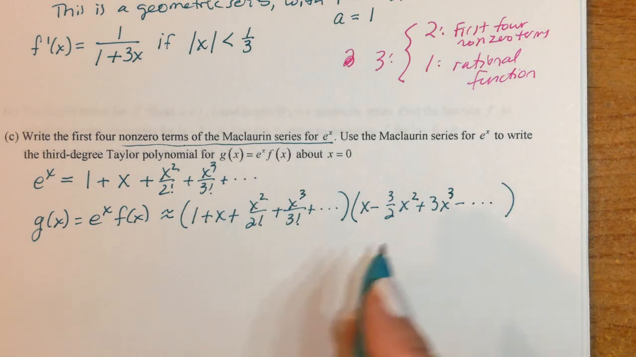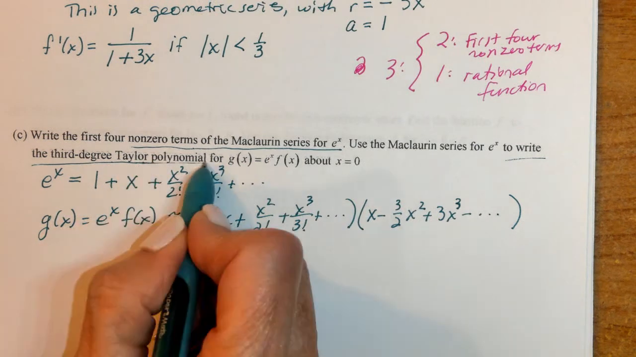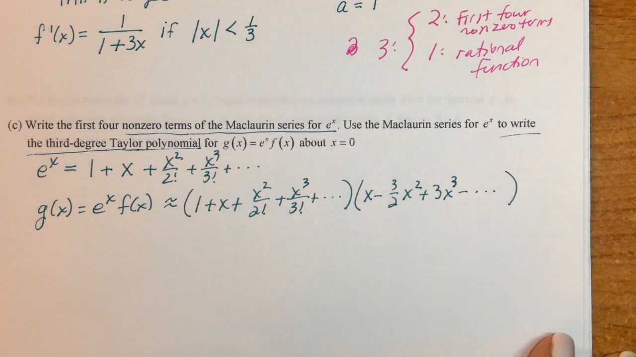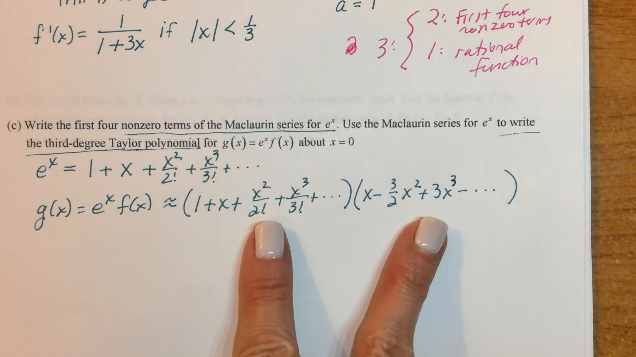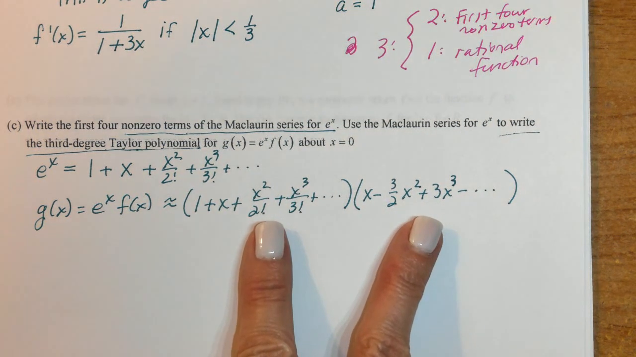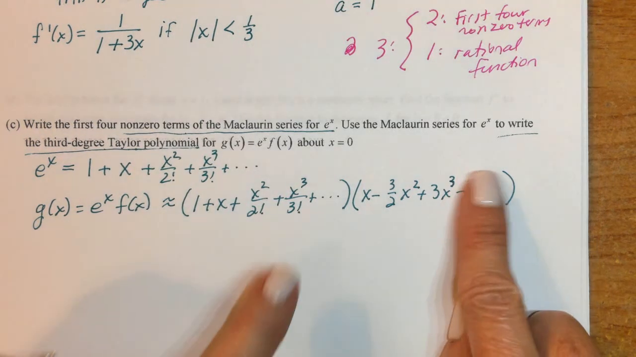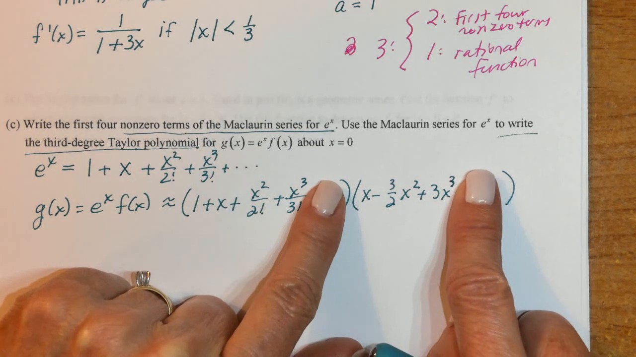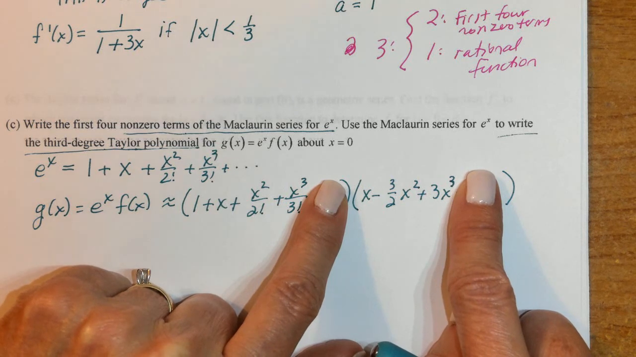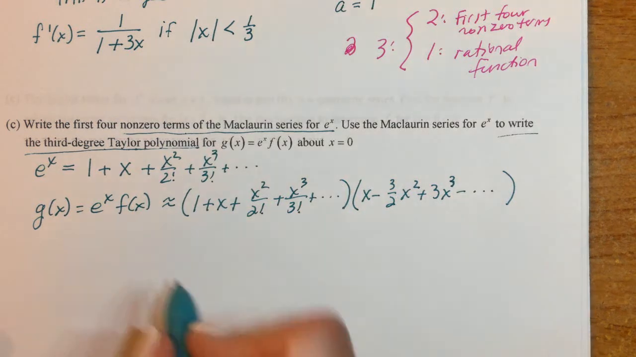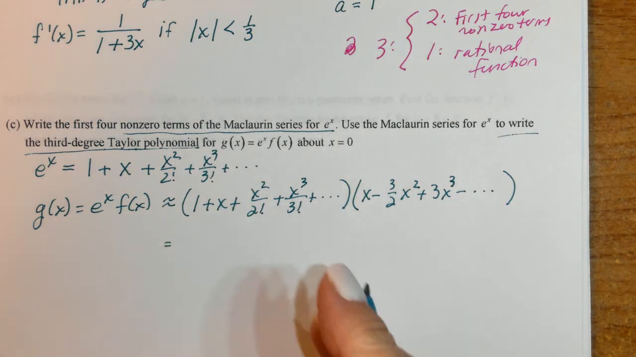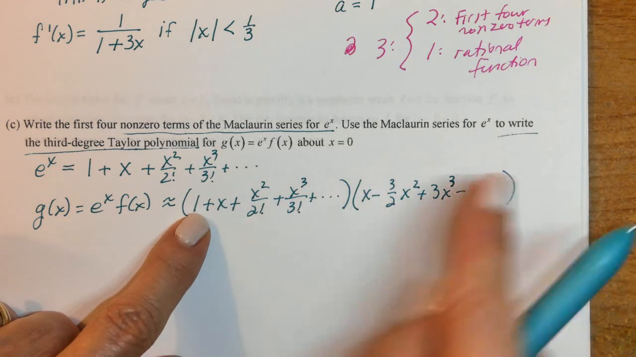Now, we want to write the third degree Taylor polynomial. Right now, it is not the third degree Taylor polynomial because we have a product of 2 infinite series. That's not a third degree Taylor polynomial. Even if we get rid of the dots here, that's not a Taylor polynomial at all. We have to actually multiply this out. Okay? So let's start.